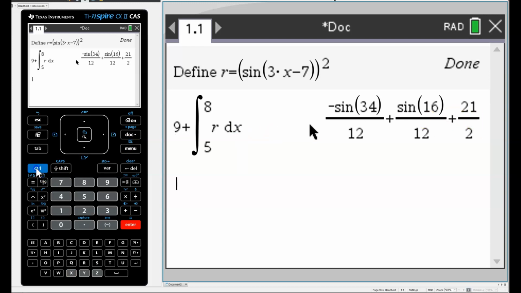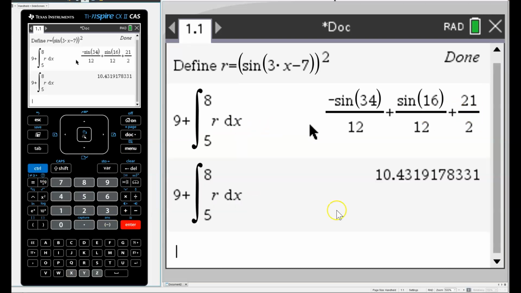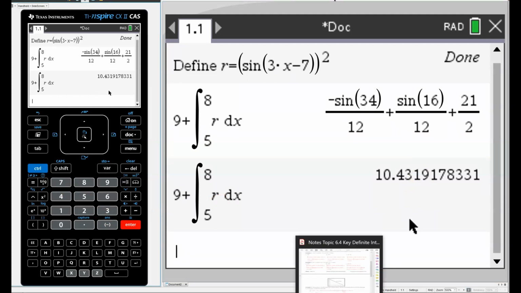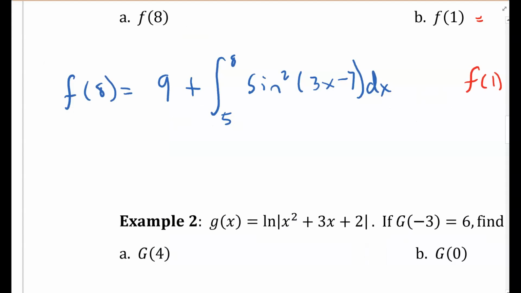And there's the values. I don't want that. I want approximate, and I'm going to go to about 3 decimal places. So 10.432. There is our function value. So this is approximately 10.432.